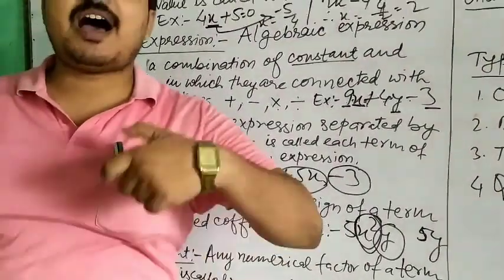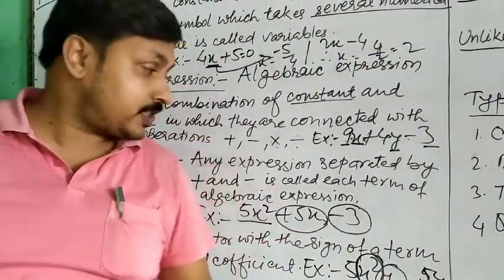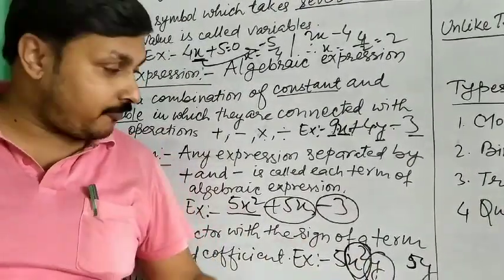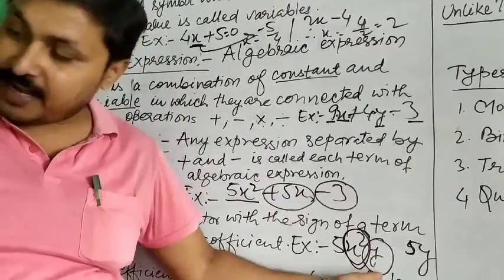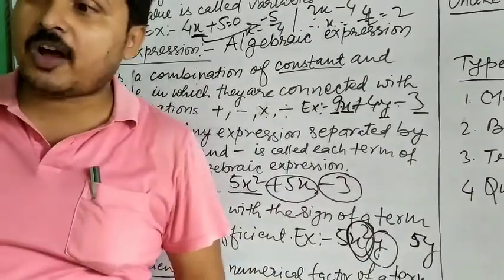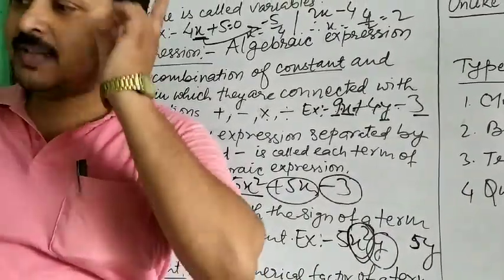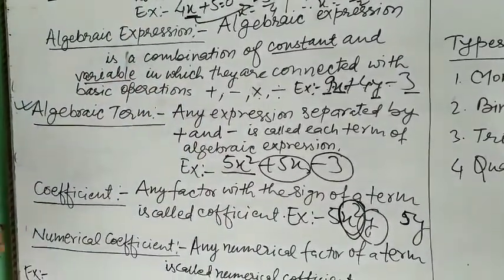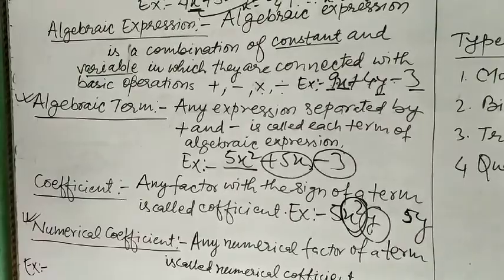What I ask you: what is the coefficient of y? That means 5x square. What is the coefficient of x square? That means 5y. What is the coefficient of x square y? That means 5. Okay, now numerical coefficient.